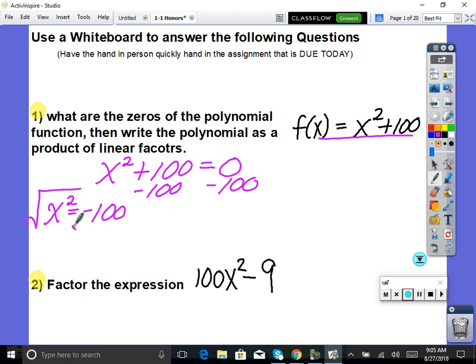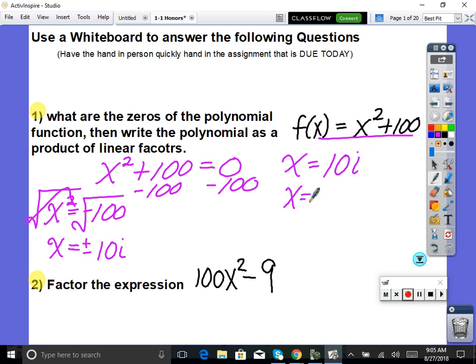So now we'll square root it, correct? Root cancels out with power. X is equal to 10i. What else? Good, plus or minus. So I saw somebody split it up, which I liked. X equals positive 10i and x equals negative 10i. If you didn't split it up, that's okay for this one. We've answered the first question.